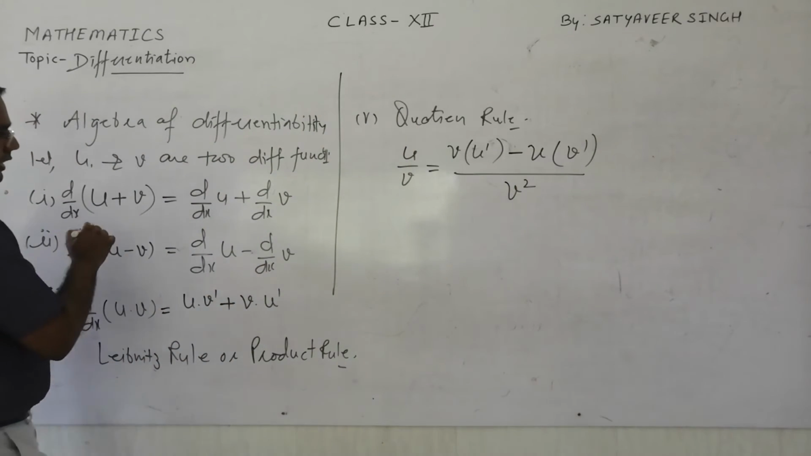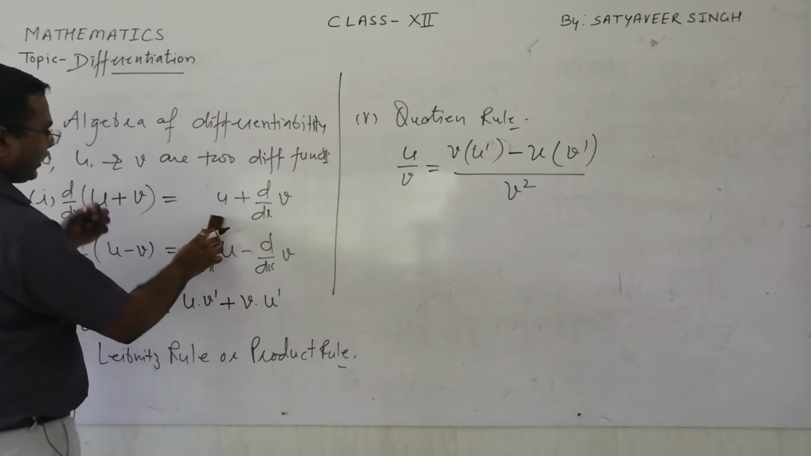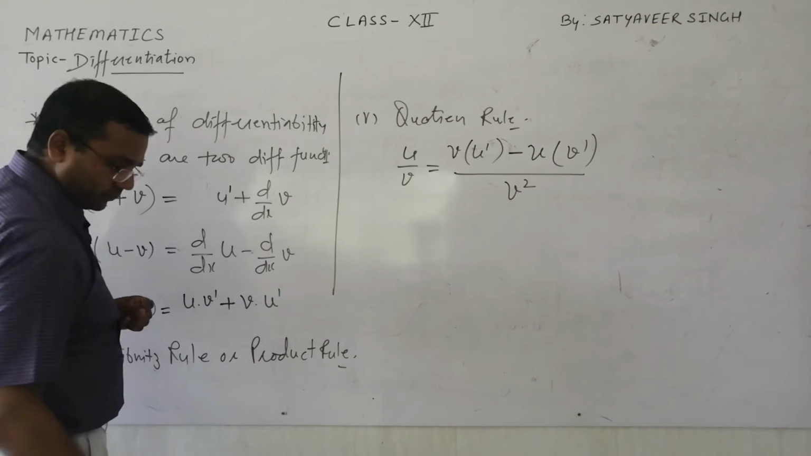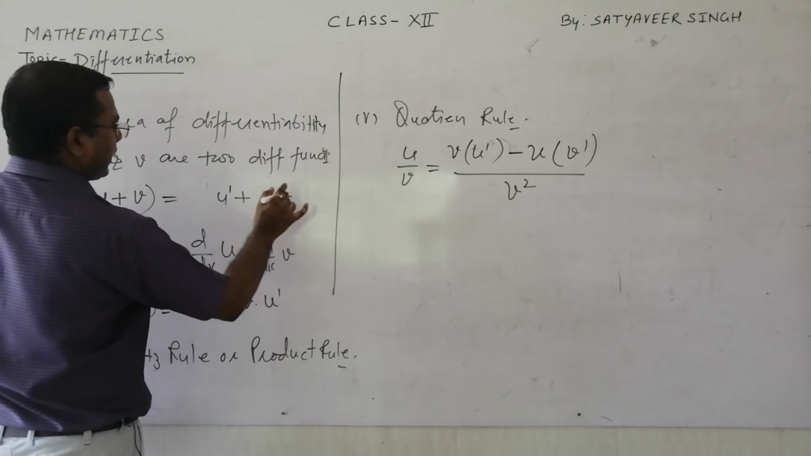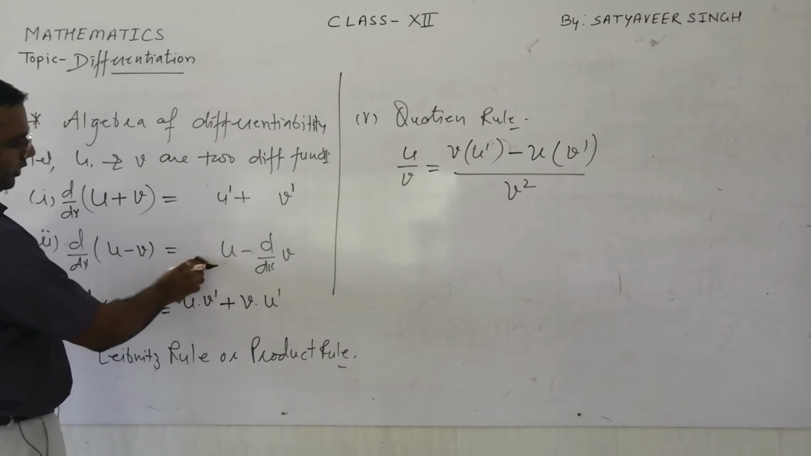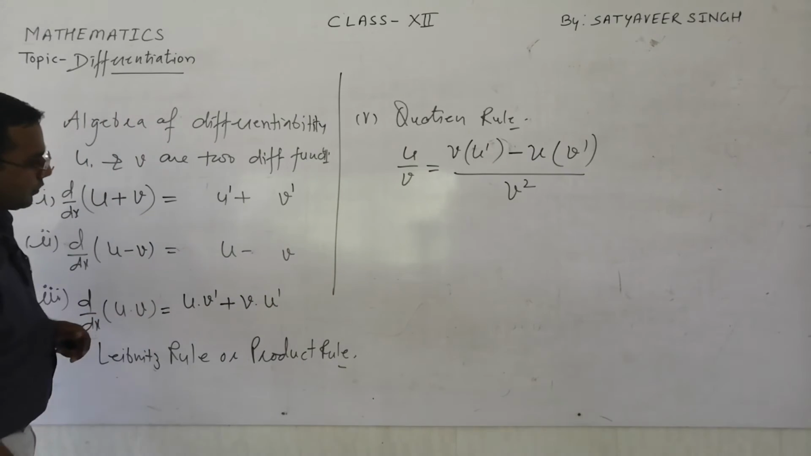Student, here also I must write u dash and v dash, which you can understand I am talking about the derivative, because u and v we have taken as differentiable functions, so u dash and v dash represent the derivatives of the two functions.